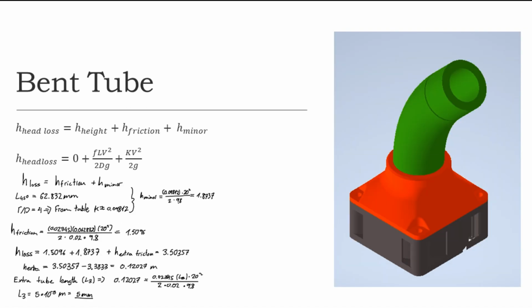Lastly, we have the bend tube. This one experiences head loss due to friction and minor losses due to bending. We first calculated the curvature coefficient and solved for the minor losses. Afterwards, we find the required length of the tube to create an equal head loss when compared to the other two pipes.